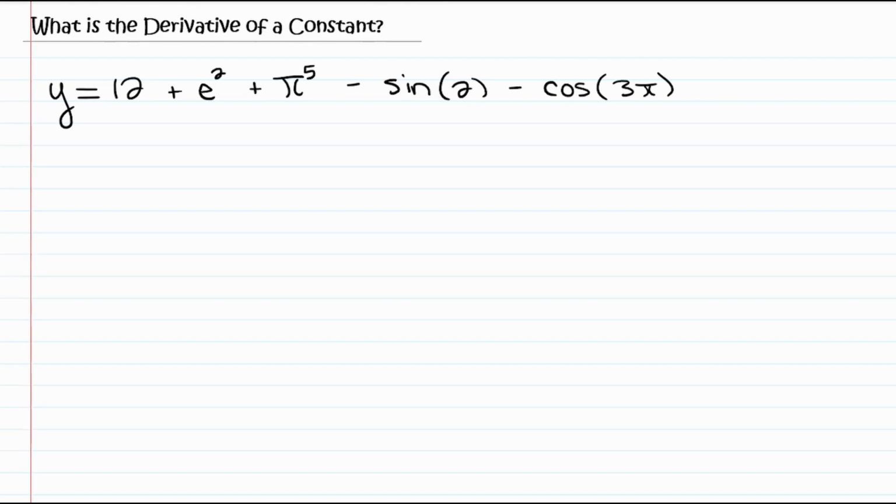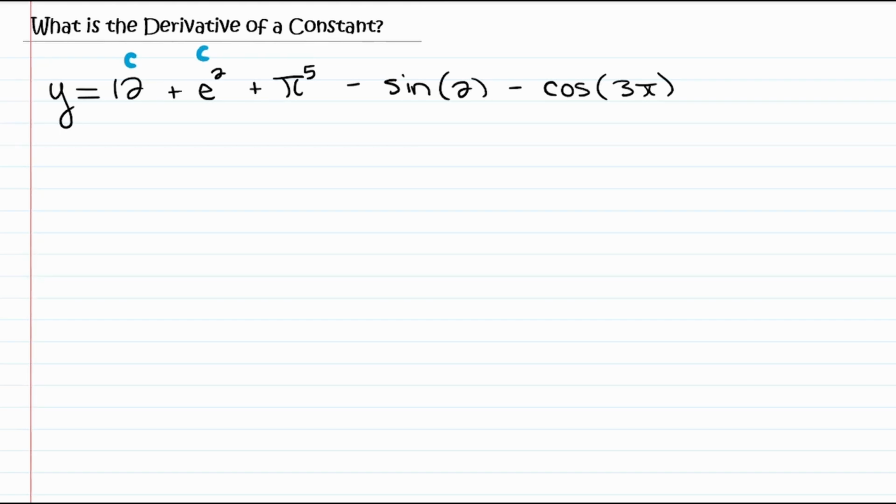Remember, constants are just values, they don't change, it's just a number, like 12, right? So our first one's pretty obvious, that's 12, so we know that's a constant. So we'll say C. E to the second. Remember, e is a number, right? It's like 2.7 something approximately. So e squared, that's just a number, so that's a constant also.